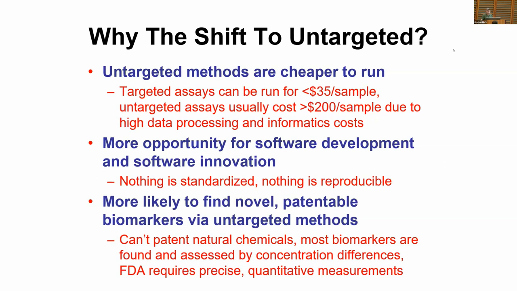Typically targeted assays can be run for as little as $35 a sample. Untargeted assays, because of the costs for high informatics and data processing, typically run a lab or commercial facilities about $200 per sample. And one of the drivers, and I'm just as guilty as anyone else, for moving to untargeted metabolomics is it's fun to write software for it because it's so hard.